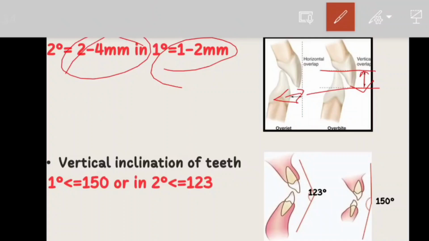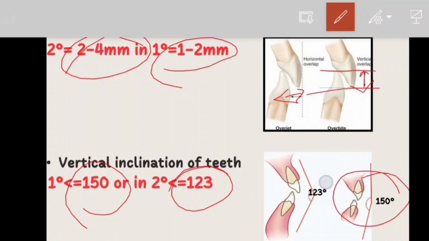In primary it is 150 degrees and in secondary, that is permanent, it is 123 degrees. The image compares the upright primary incisor with the more proclined permanent incisor. So which dentition has more upright incisors? That is the primary dentition.